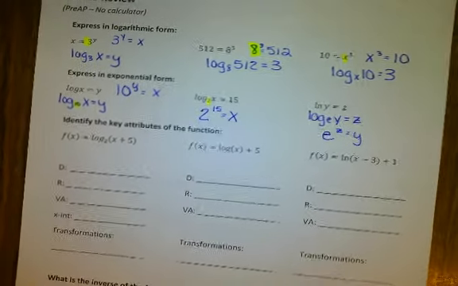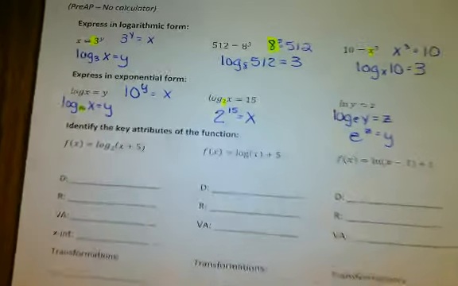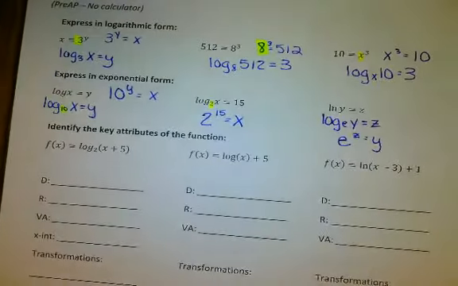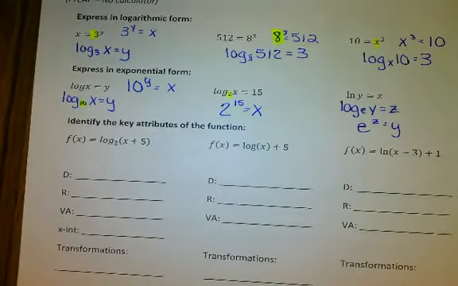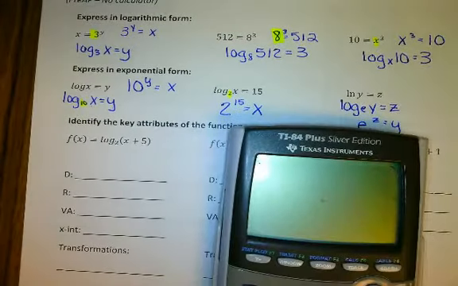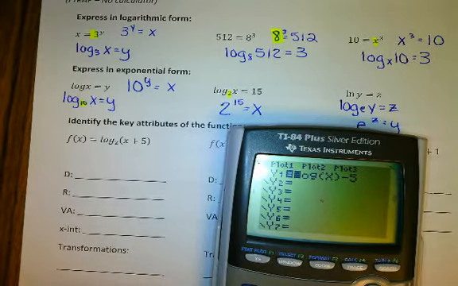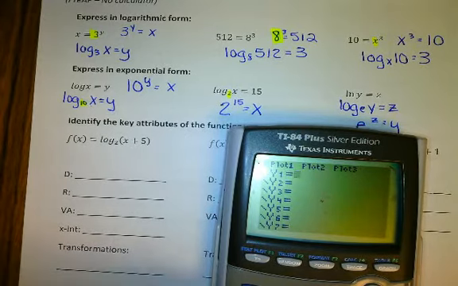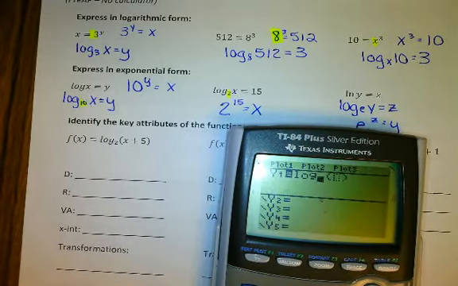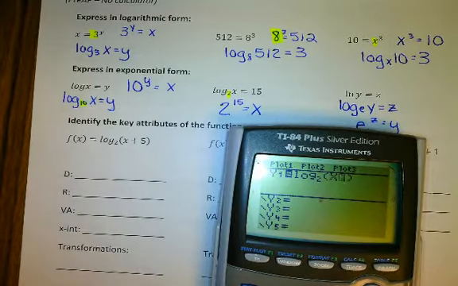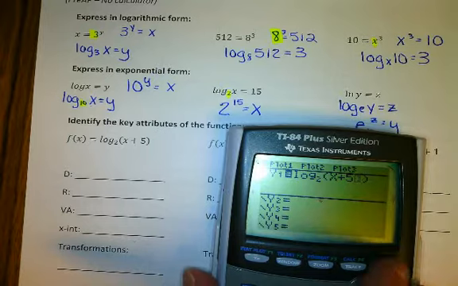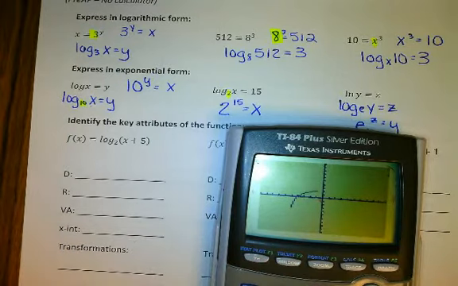Okay, on the next one, we've got key attributes. Now for pre-AP, they will not be able to use a calculator, but Level will. So sometimes the easiest thing to do, so you can get a picture, is if you actually put this in your calculator. So here I'm going to do math, alpha A. The base is 2, and then x plus 5. Okay, and if I just kind of get a picture of that, I can kind of look at it right there, and I kind of see where it's at.